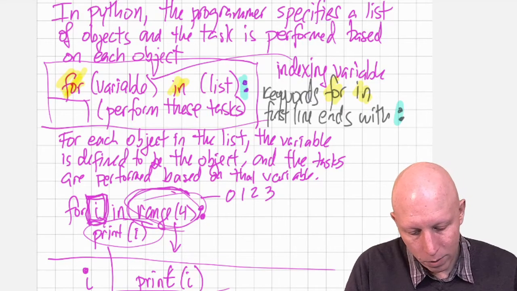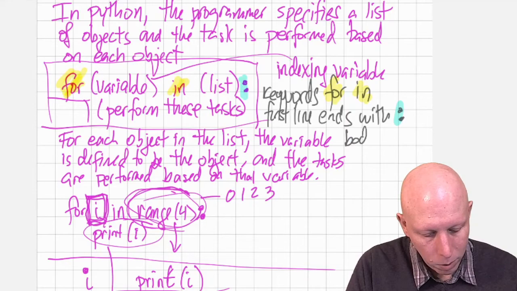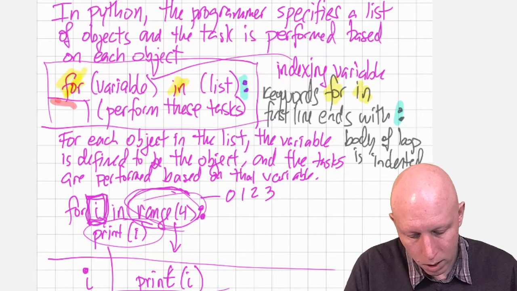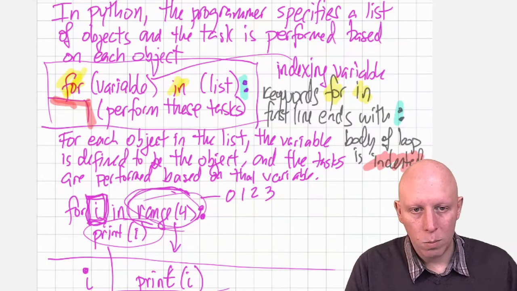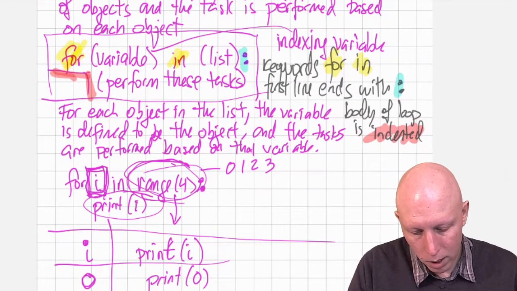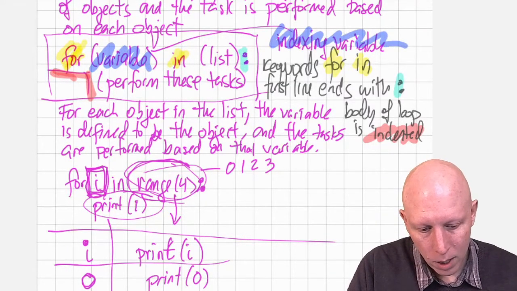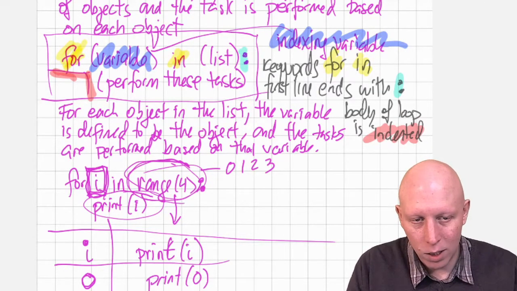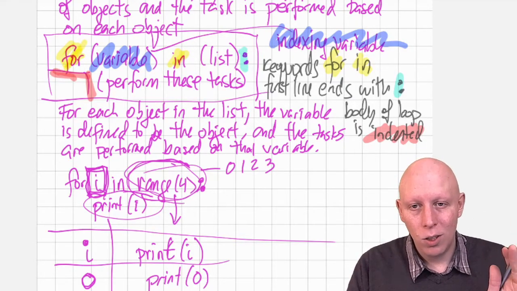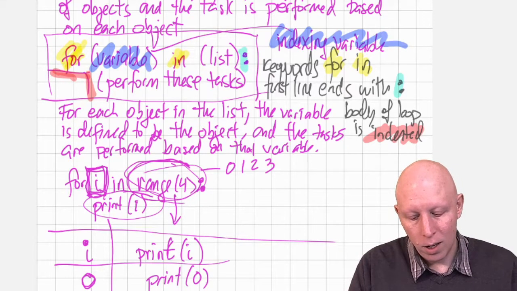What else can we say? We've got an indentation. The body of the loop is indented. And this variable is called the indexing variable. You don't need to define it beforehand. You don't need to define i beforehand. In C++, for example, you have to say i equals 0. Here you don't have to do that because this variable is just going to take on the values that are in the list.